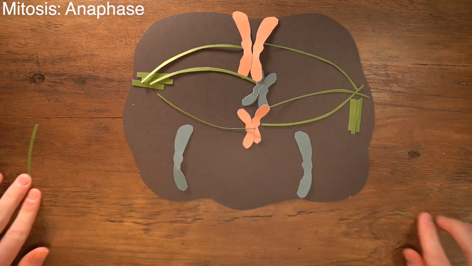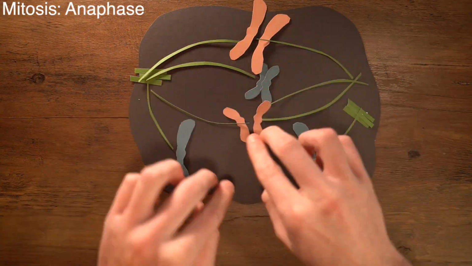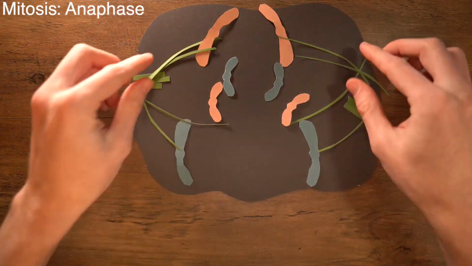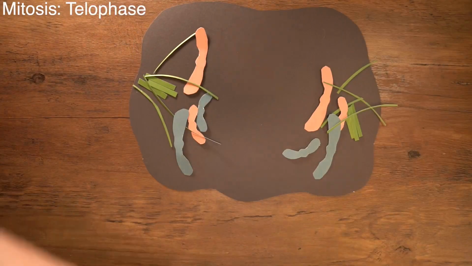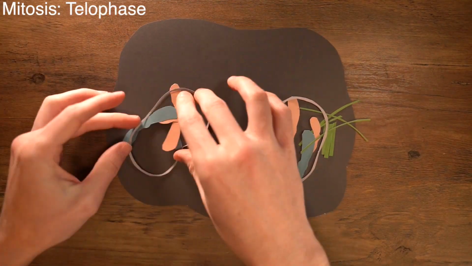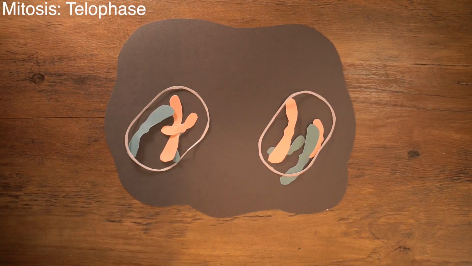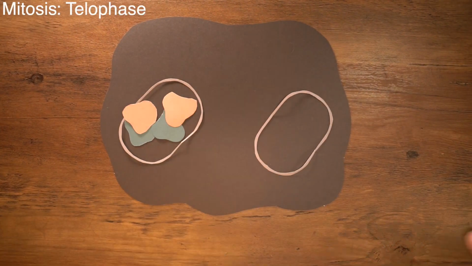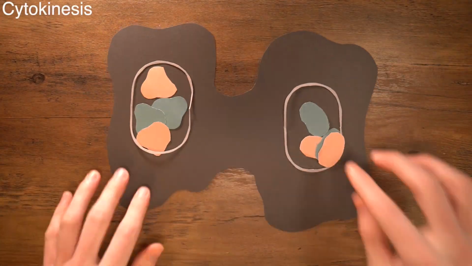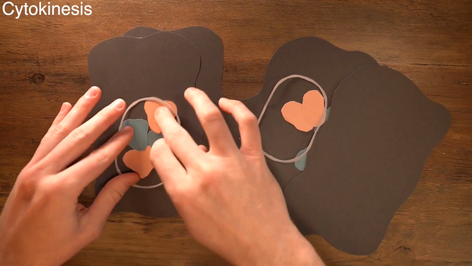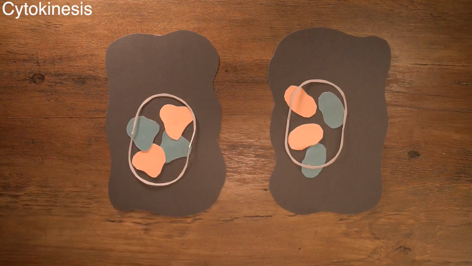Anaphase. Sister chromatids are pulled towards opposite poles. Now we'll call them chromosomes. In telophase, the chromosomes have arrived at the opposite poles, begin to condense as the nuclear envelope reforms and the mitotic spindle breaks down. Finally, the cell divides through cytokinesis. So that's mitosis. One cell divides, producing two identical daughter cells.